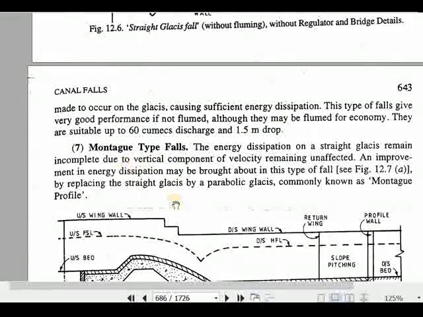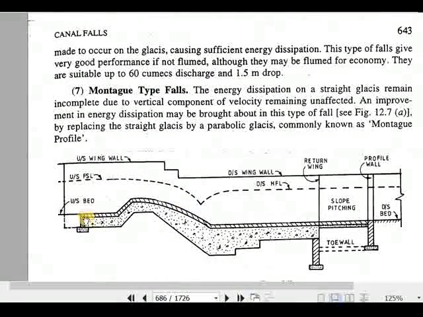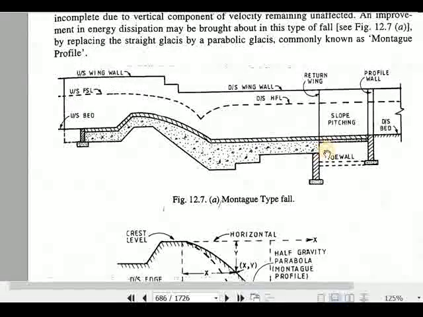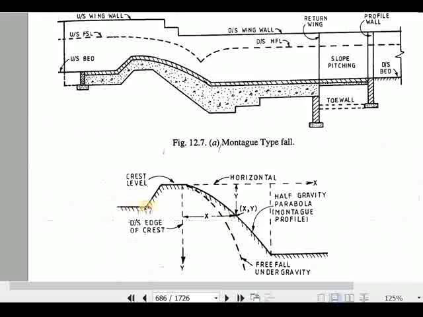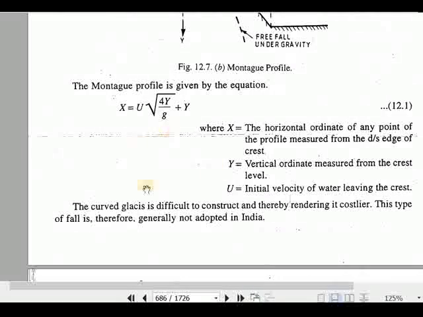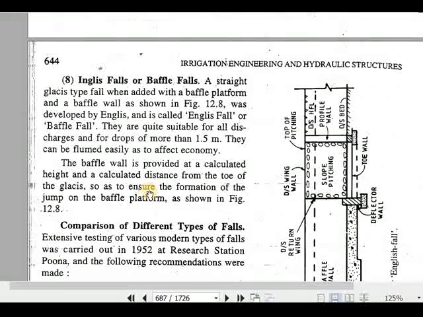We already discussed the Montague type canal falls. We have the bed, we have the raised crest, then we have the sloping glacis, then we have slope pitching, then you can see the structure, crest level, and so on. So we will basically skip its design.